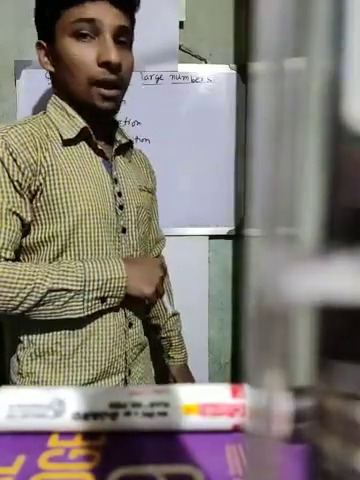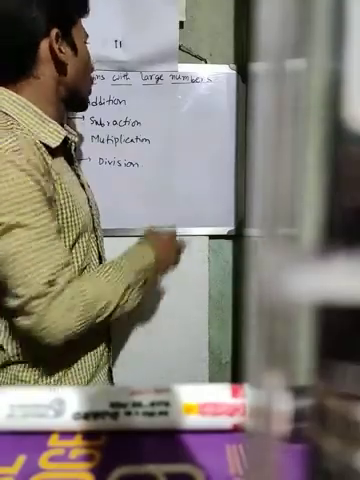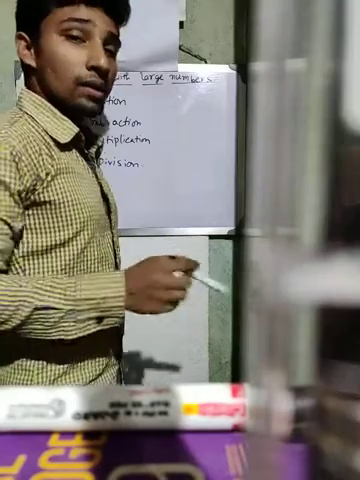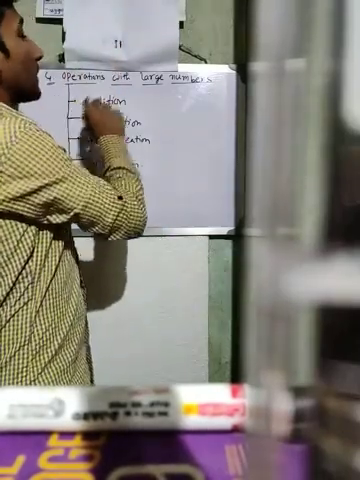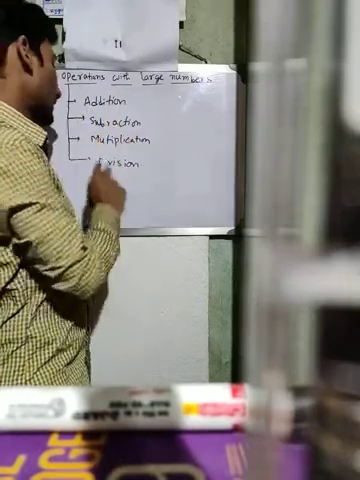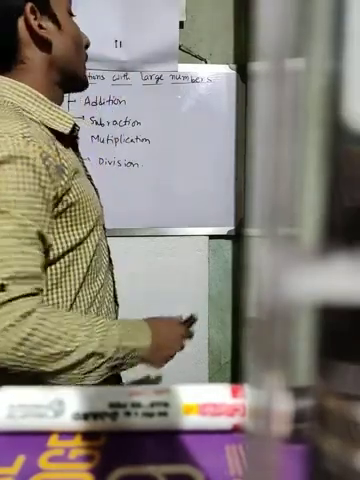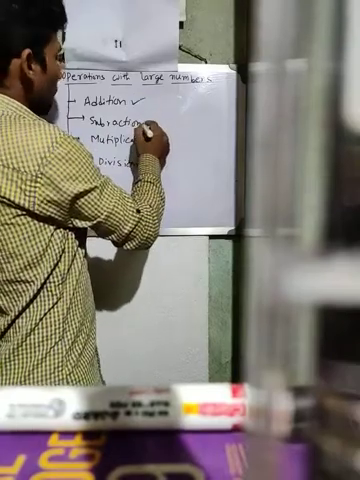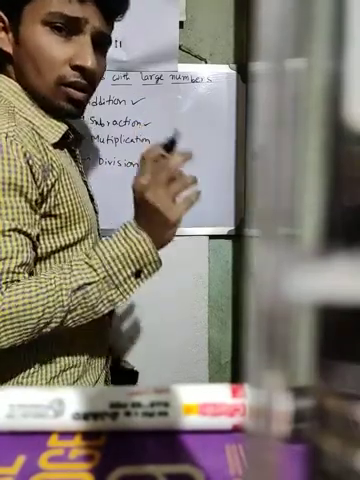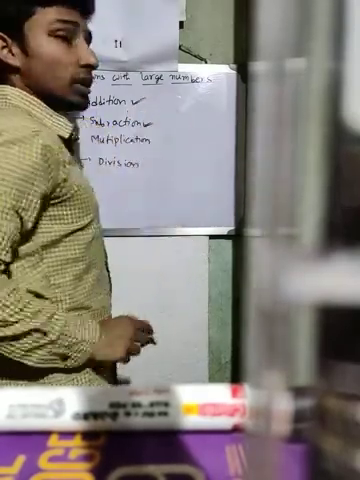So today I will start your new chapter, operations with large numbers. In the last chapter we discussed large numbers. Today I will discuss the operations with large numbers. What are the operations? Operations means addition, subtraction, multiplication, division. Today I will discuss only addition and subtraction. I will start with addition.